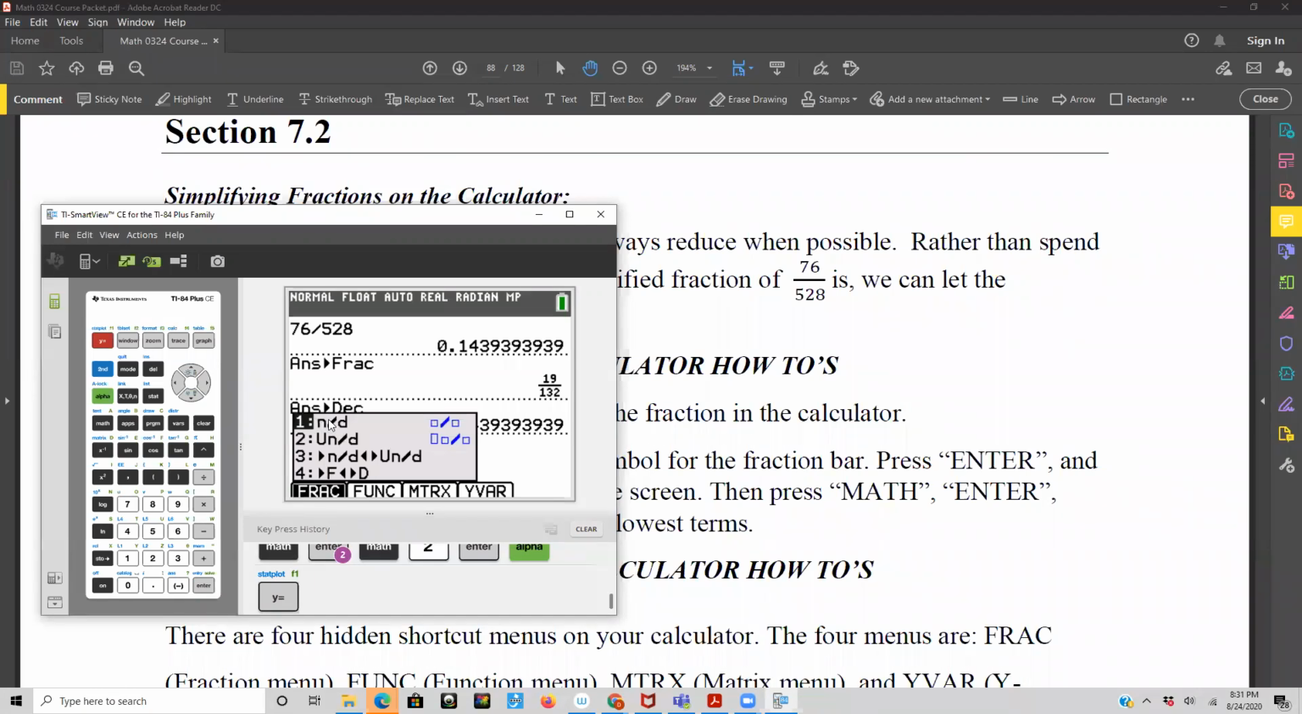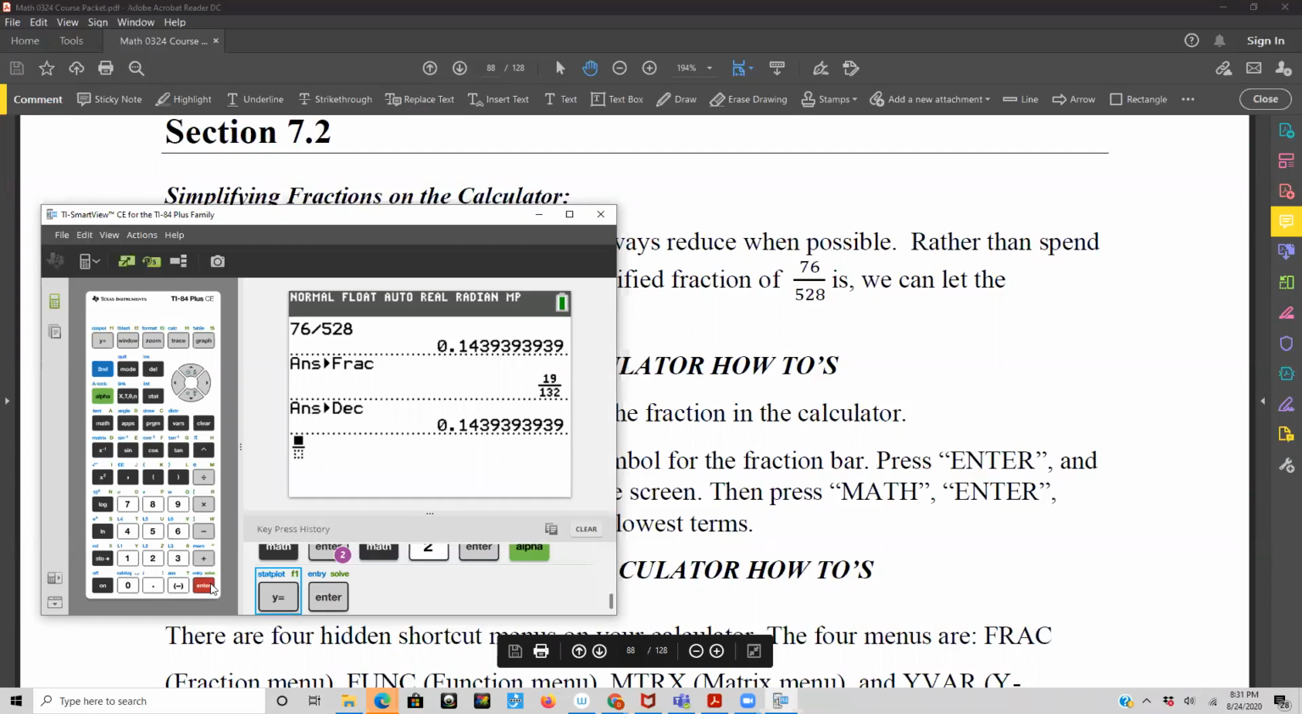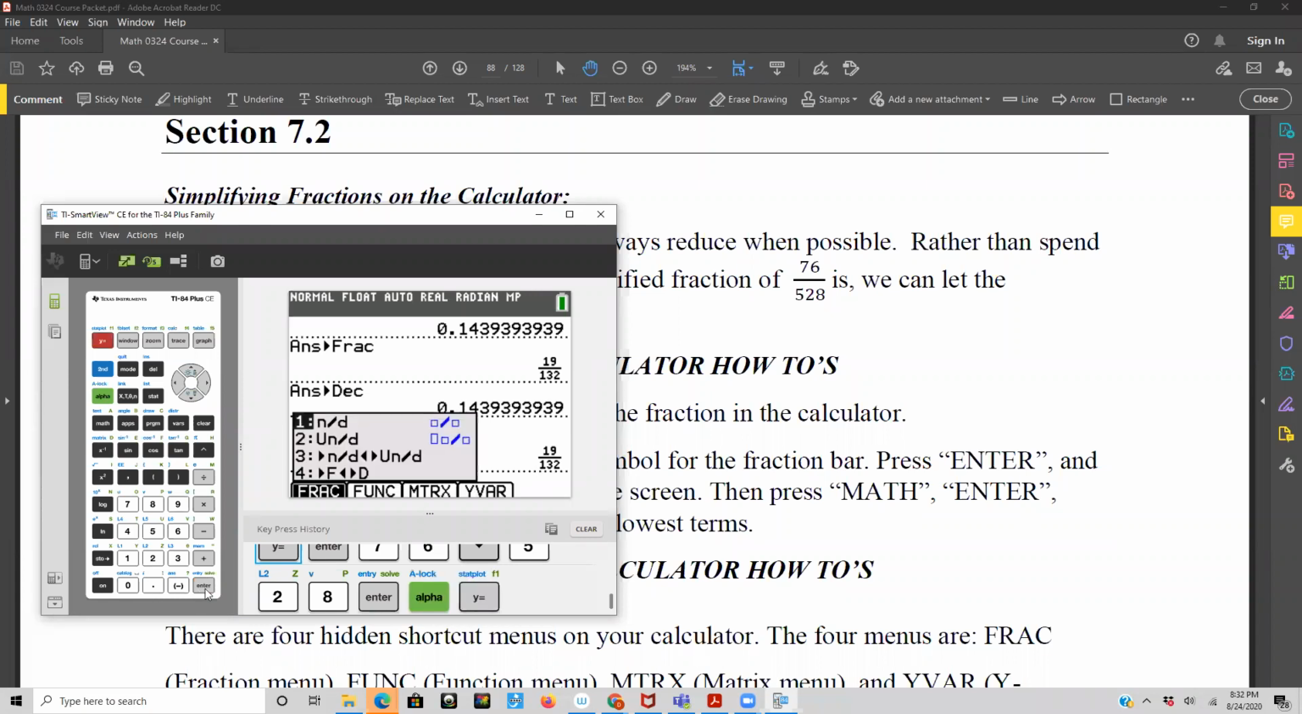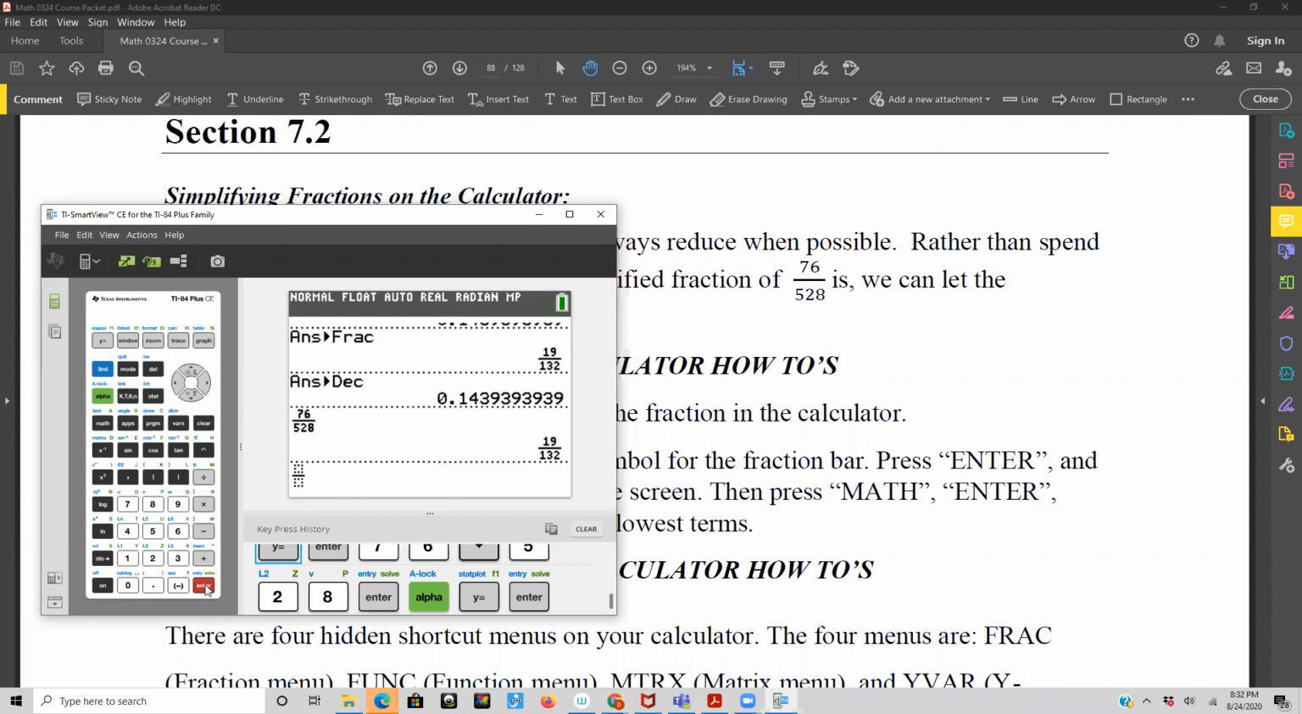I'm going to pick number 1 there, just to show you what this does, and press enter. What it does is give me that fraction bar so I can see what I'm typing. So I can just type 76, arrow down, and then type 528. I press enter and see what happens. It gave me the reduced fraction. So the TI-84 can reduce a fraction straight up by going into the alpha button, the green button, and then the Y= button. Pick number 1, N over D, and just enter your fraction. The TI-84 has a really nice feature there that the 83 does not have.